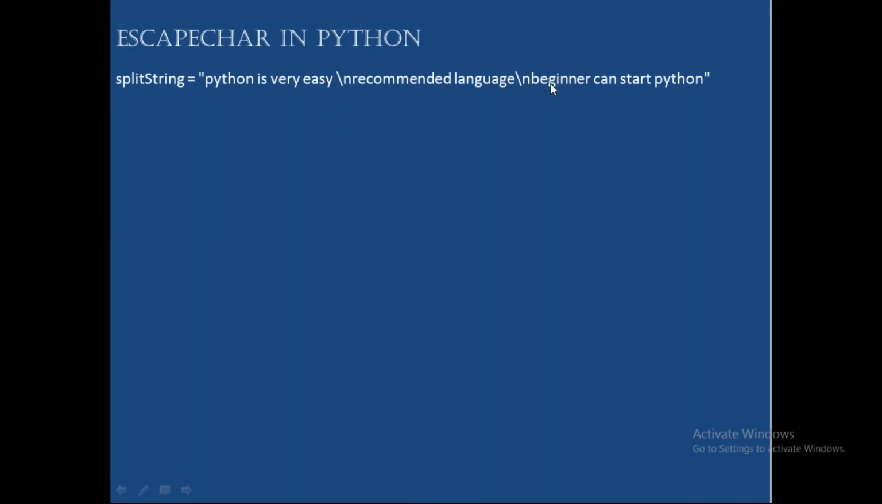Slash n: "Python is very easy", slash n "recommended language", slash n "beginners can start Python". So what is slash n? Slash n is the new line character. Meaning Python is very easy will be printed in one line. Next line it will print recommended language. Next line it will print beginners can start Python. So when you print it, you will get all those things.